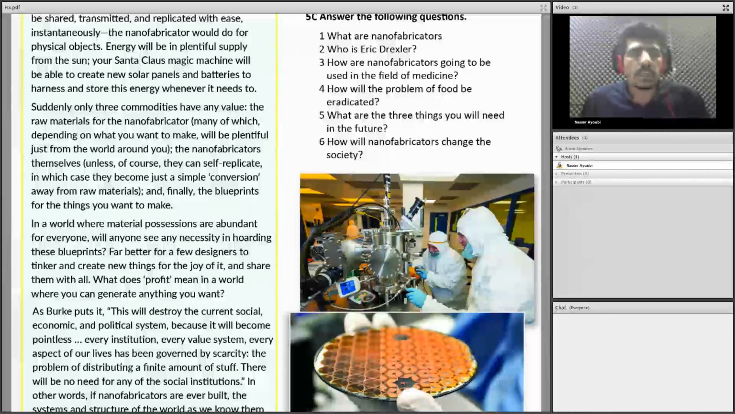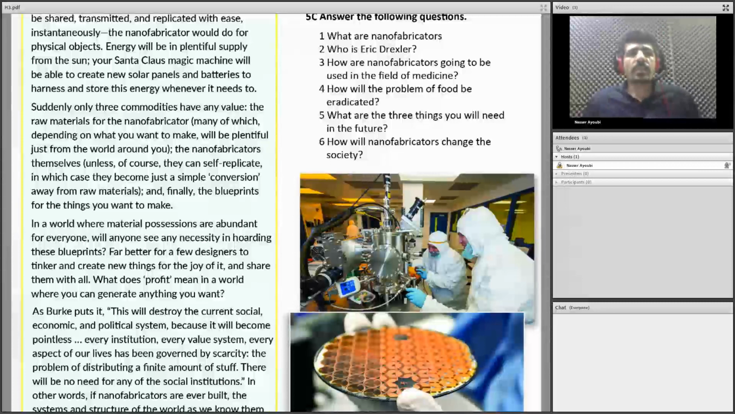Suddenly, only 3 commodities have any value. They're the raw materials for the nanofabricator, many of which, depending on what you want to make, will be plentiful just from the world around you. The nanofabricators themselves, unless of course they can self-replicate, in which case they become just a simple conversion away from raw materials. And finally, the blueprints for the things you want to make.